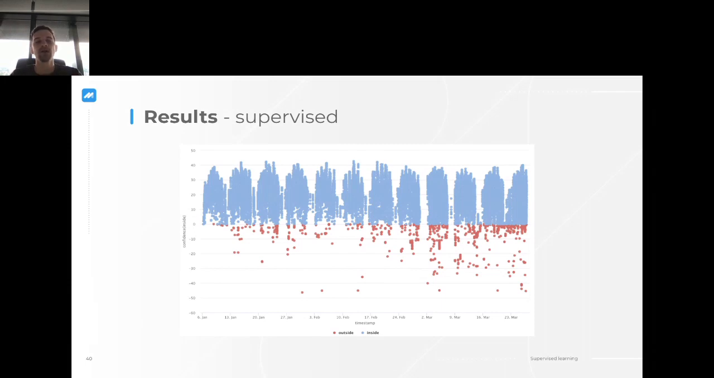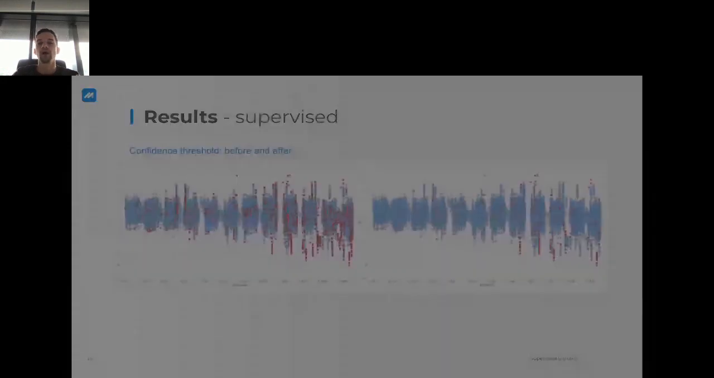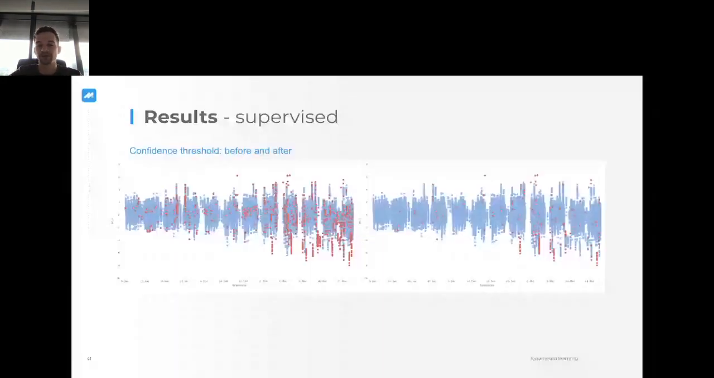But luckily, the confidence score is adjustable, so we can adjust the confidence score and even use the confidence ladder to differentiate between the logs that are just anomalies and the logs that can be considered as threats, like the ones at the bottom. So we have before and after.